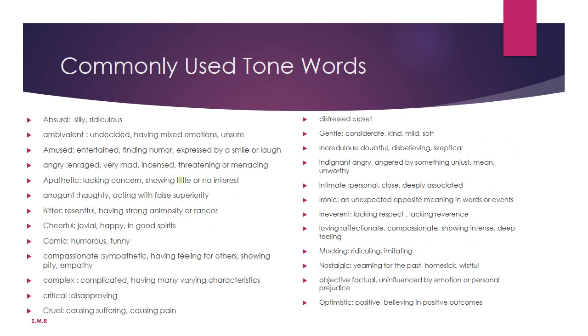These are some commonly used tone words. Some of them express positive tone, others express negative tone, according to the writer's tone within a given text. If the writer is giving silly information or acting silly within his speech, then the writer's tone is absurd. If the writer is unsure or undecided of something, or of his emotion or his point of view, we would say that the tone is ambivalent. If the writer is entertained or having some fun or showing some laughter, we would say that the writer's tone is amused. Sometimes the writer is mad or ill-tempered, we would say he's angry.